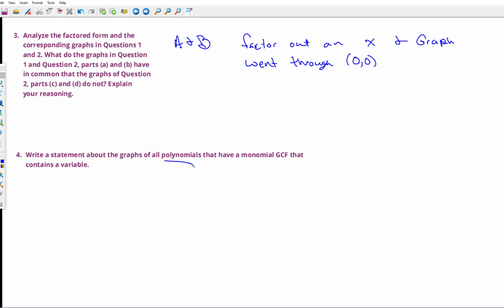So all polynomials that have a monomial GCF that contains a variable, basically, can you factor out something that has, is your GCF something like 3x, x, 7x, something that contains a variable? What is going to be true every time on the graph? It will always do what? It will always go through where? The origin.